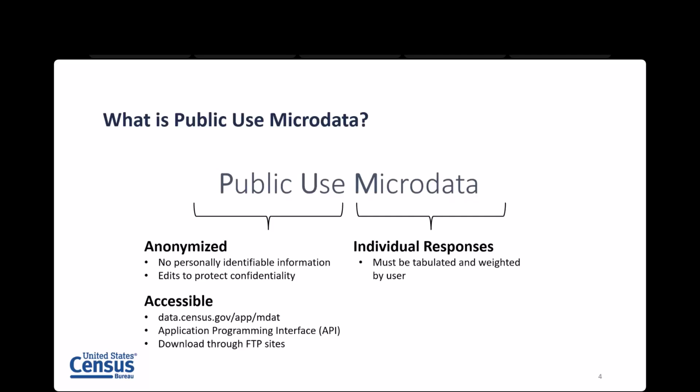So when we're looking at accessing this public use microdata, there's a couple different places you can go to get it. You can access it through our API, or application programming interface. You can get it through our FTP sites through a download, or you can get it through what we're going to be looking at today, our Microdata Access Tool, MDAT.